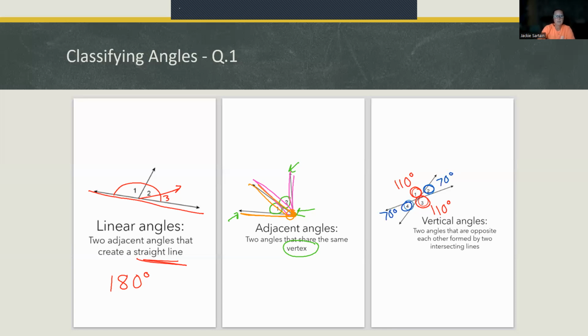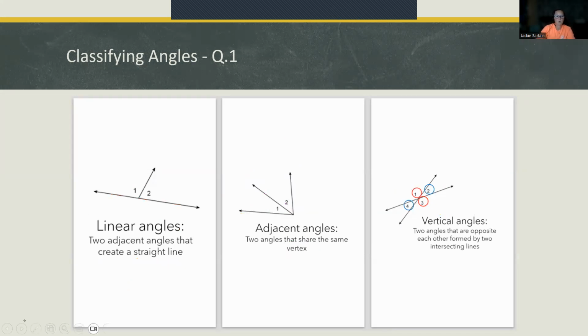So when we're classifying our angles, linear angles are two or more angles that, when put together, create that straight line equaling 180. Adjacent angles can be any value, but they share the same vertex. Vertical angles are those that are opposite of each other, and once again, vertical angles are also going to be congruent.